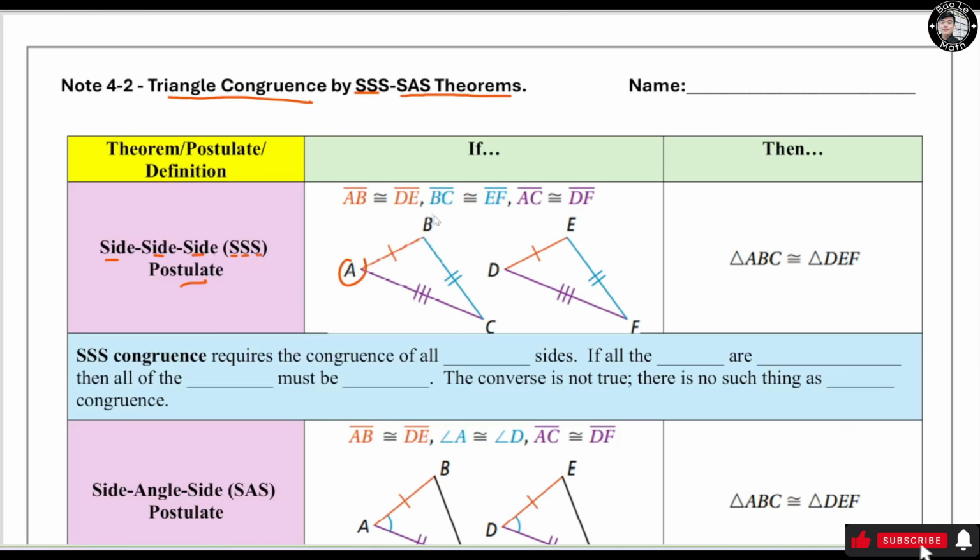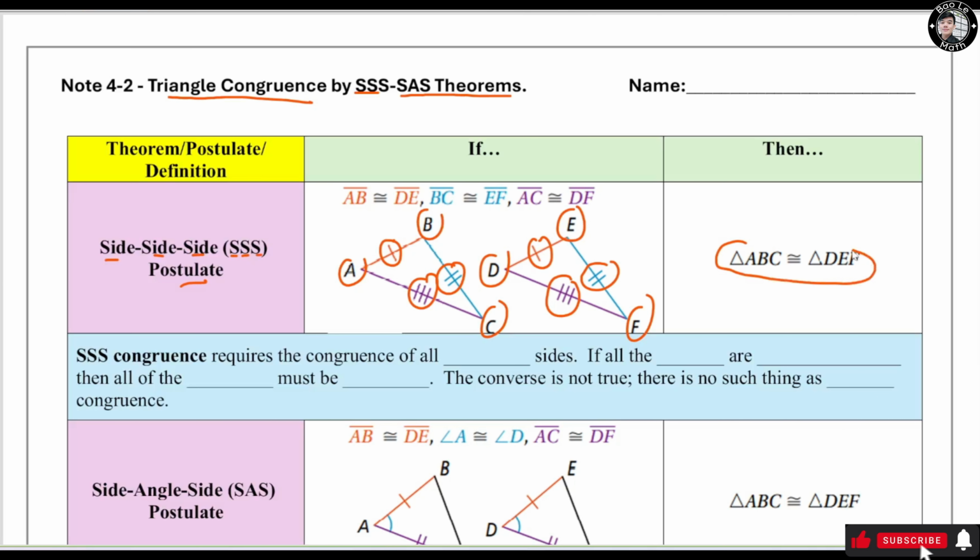If triangle ABC and triangle DEF have the side length AB right here congruent to DE, BC congruent to EF, and AC congruent to DF, then the two triangles are congruent by SSS, right? SSS congruence requires the congruence of all three sides.